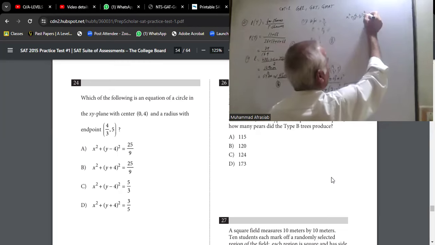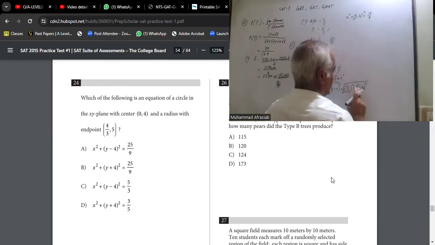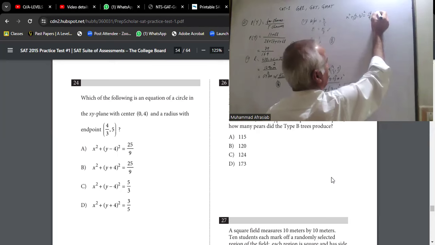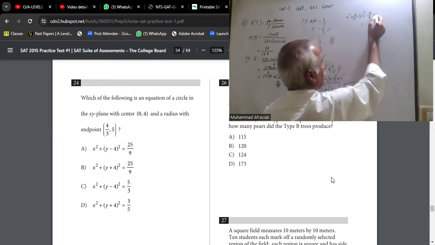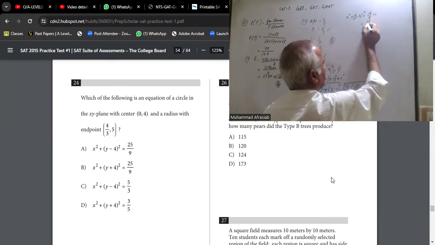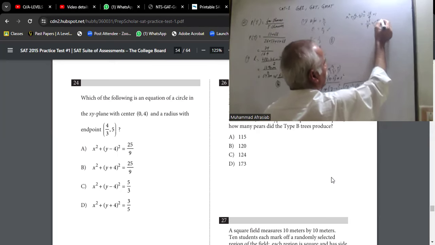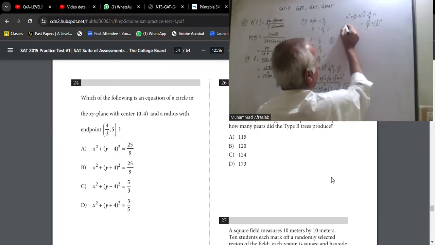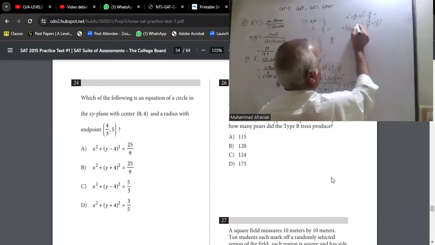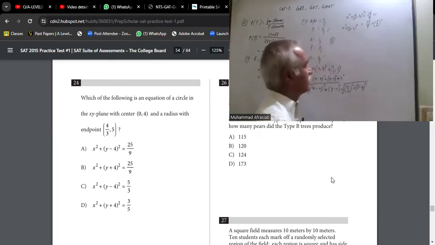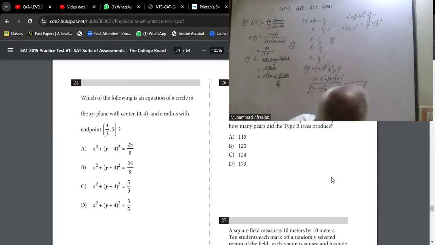4 over 3, that is 16 over 9, plus 5 minus 4 is 1, so that is 1 square is 1. So it is equal to 16 plus 9, which is 25 over 9, which is equal to 5 over 3 whole square. And that thing is equal to x square plus y minus 4 square is equal to 5 over 3 whole square. But their answer is 25 over 9. So this is the answer for this question as A part there.